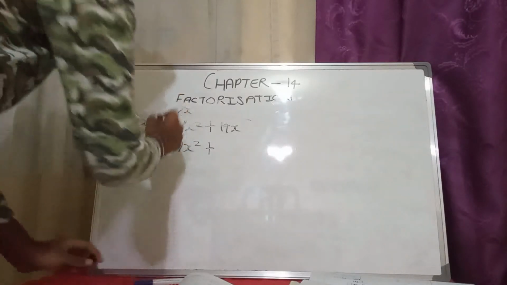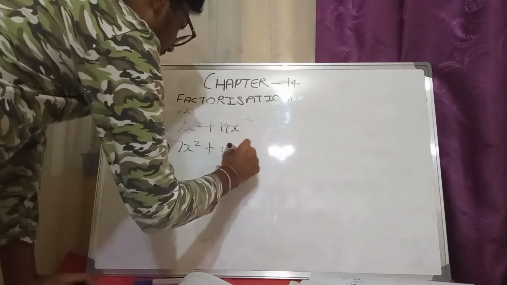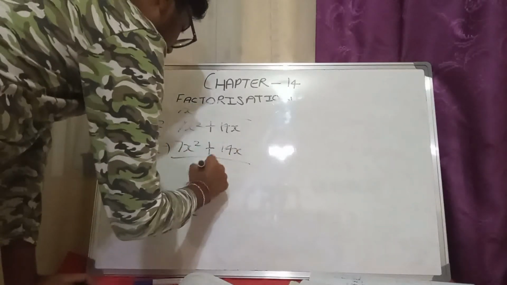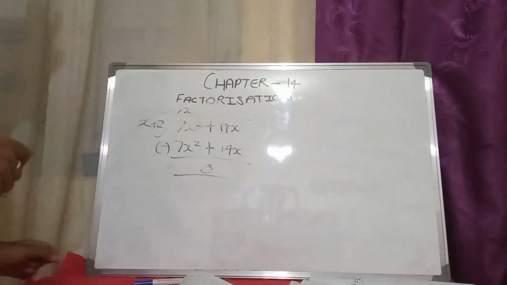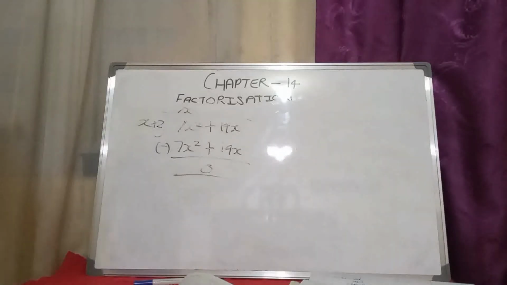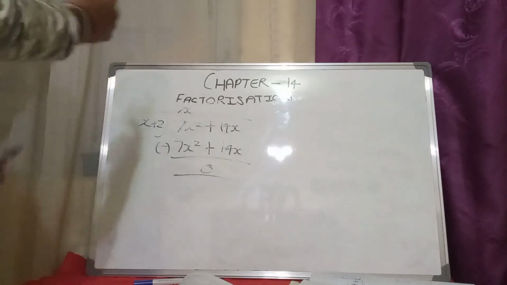So when we multiply 2 with 7x, we get 14x. We subtract it, and when we subtract 7x square plus 14x from 7x square plus 14x, we get 0. So the answer is 7x. And when we did the cancellation method also, we got the answer 7x.